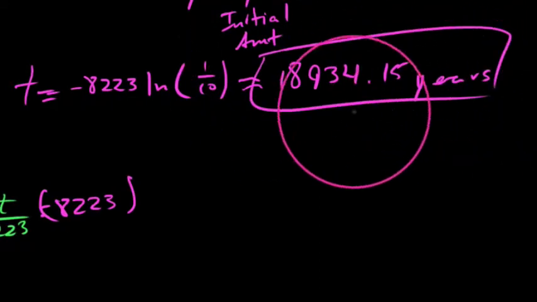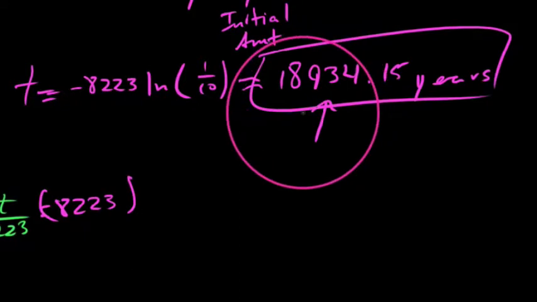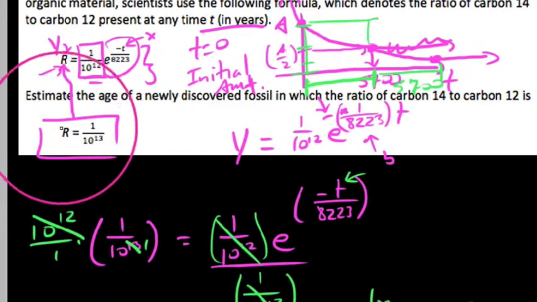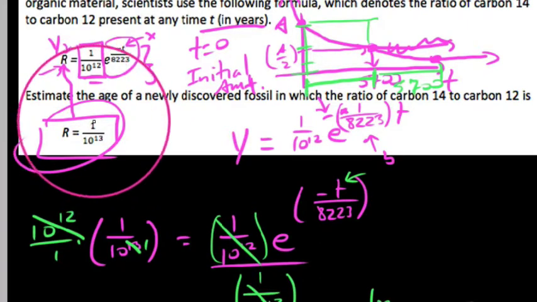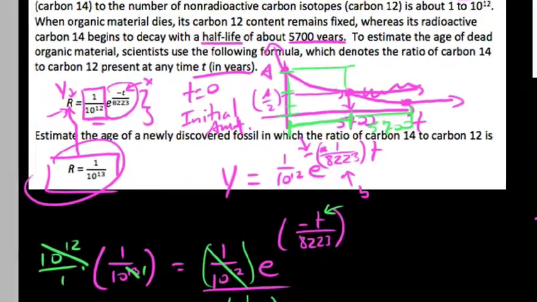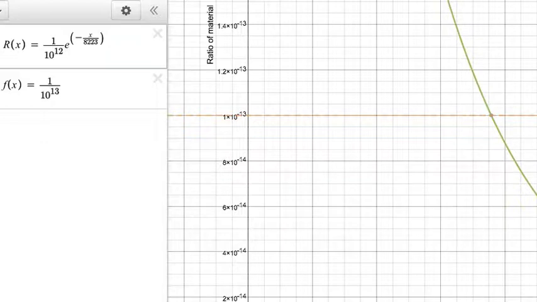So essentially, we could date something as being almost 19,000 years old if we knew that this was the ratio of radioactive to non-radioactive. And to look at the graph of this, I did go ahead and graph this to make it convenient for us. You'll notice that I put in for r of x the right side of our equation here.